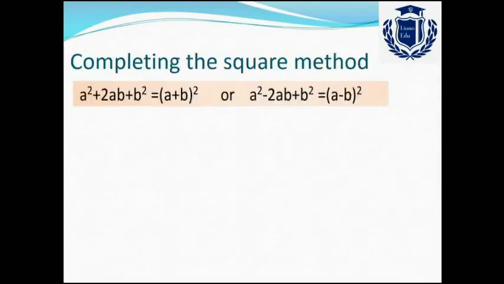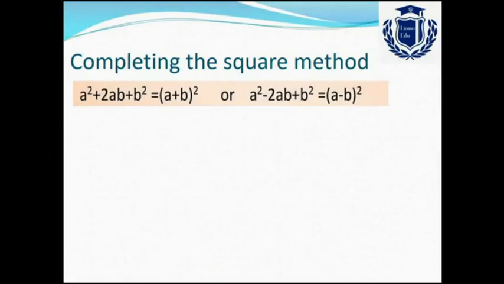Now let me explain the third method. The third method is the completing the square method. In this particular method, you want to use two identities you have already learned in the chapter on polynomials. One is a plus b the whole square is equal to a square plus 2ab plus b square. And the second one is a square minus 2ab plus b square is equal to a minus b the whole square. Any of these will be needed to solve the equation.